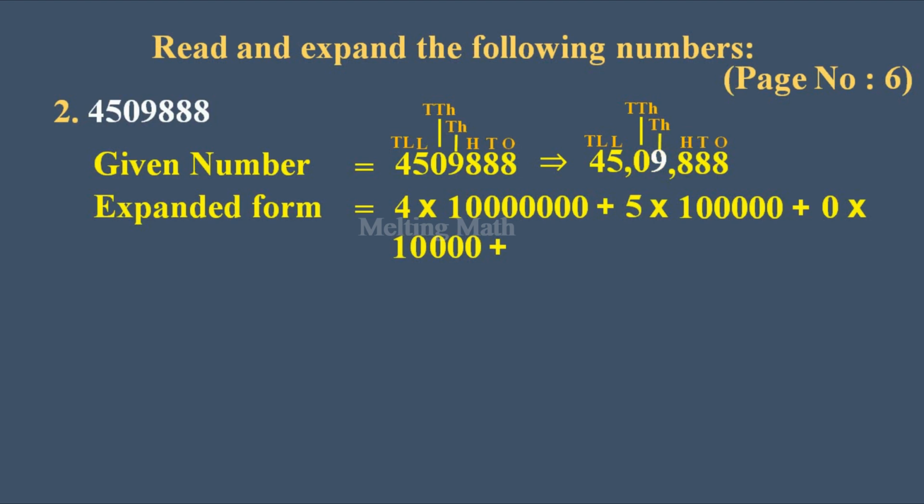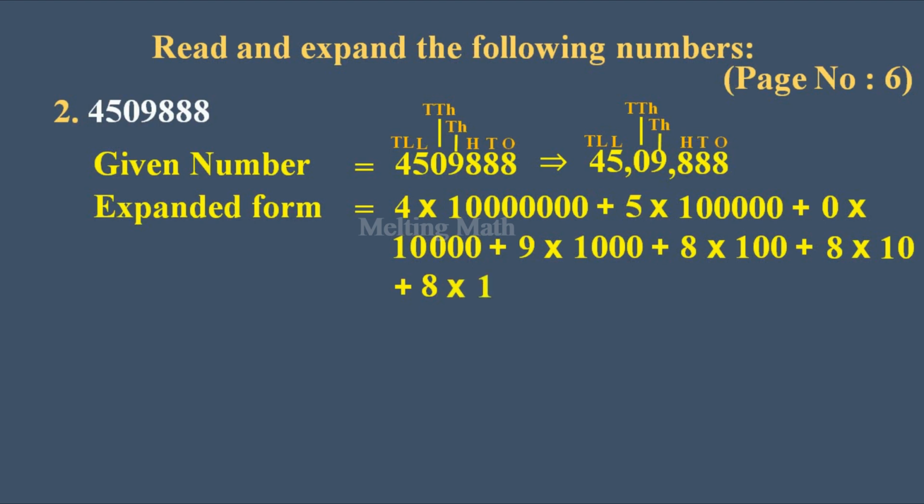Then plus next see the another digit, that is 9, that comes under the thousands place. So just write 9 and multiply with 1000 here. 1000 means there should be 3 digits of 0. Then plus next digit, that is 8, that comes under the hundreds place, so write 8 and multiply with 100. Plus next digit is 8, that comes under the tens place, so write 8 and multiply with 10. Then plus the next digit, that is 8, in the ones place, so just write 8 into 1. This is the expanded form of this number.